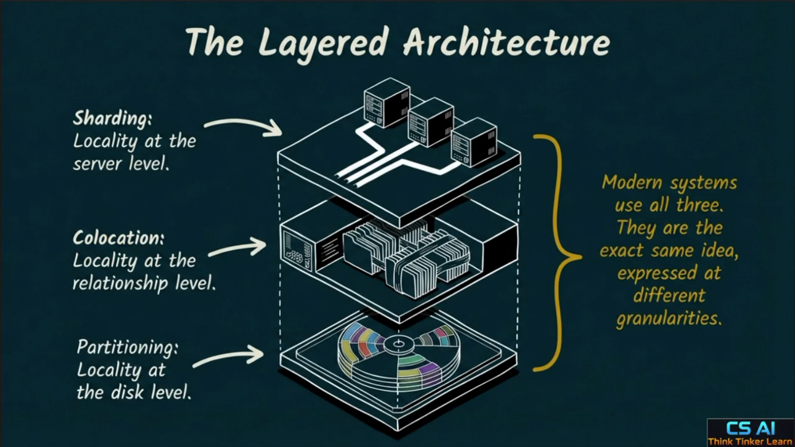This is the layered architecture. Sharding at the server level, co-location at the relationship level, and partitioning at the disk level. Modern systems use all three. They aren't different concepts. They are the same idea of data locality expressed at different granularities.